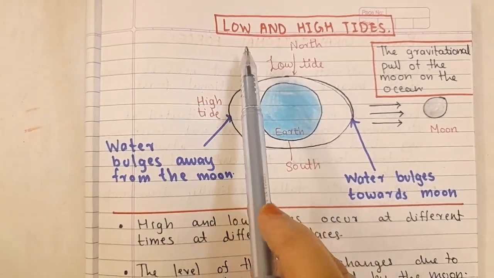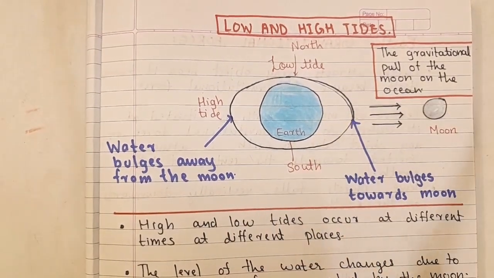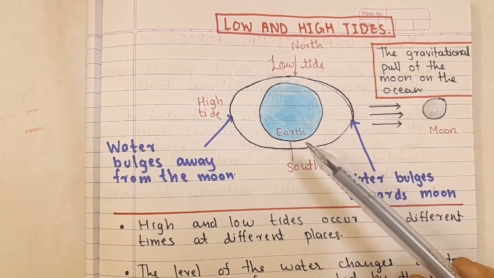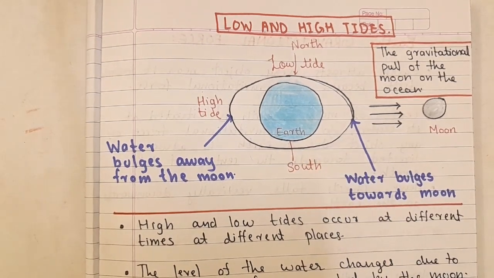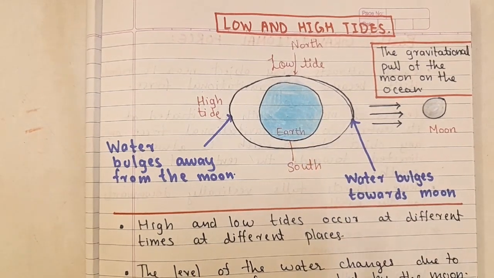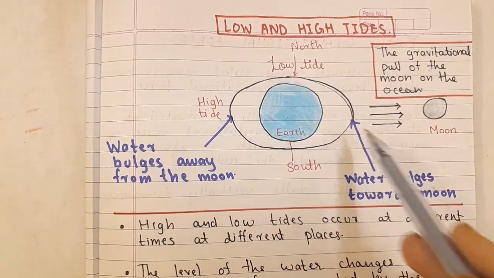Alright, now let's have a look at low and high tides. You must know about the high and low tides that occur regularly in the sea, right? And the level of seawater at any given location along the seashore changes. So this is the Earth, and there is water around the Earth.